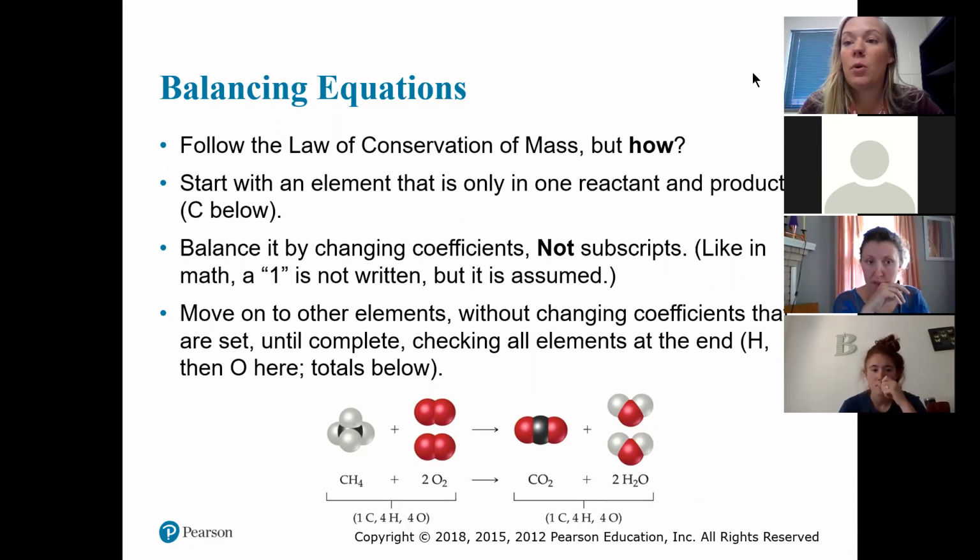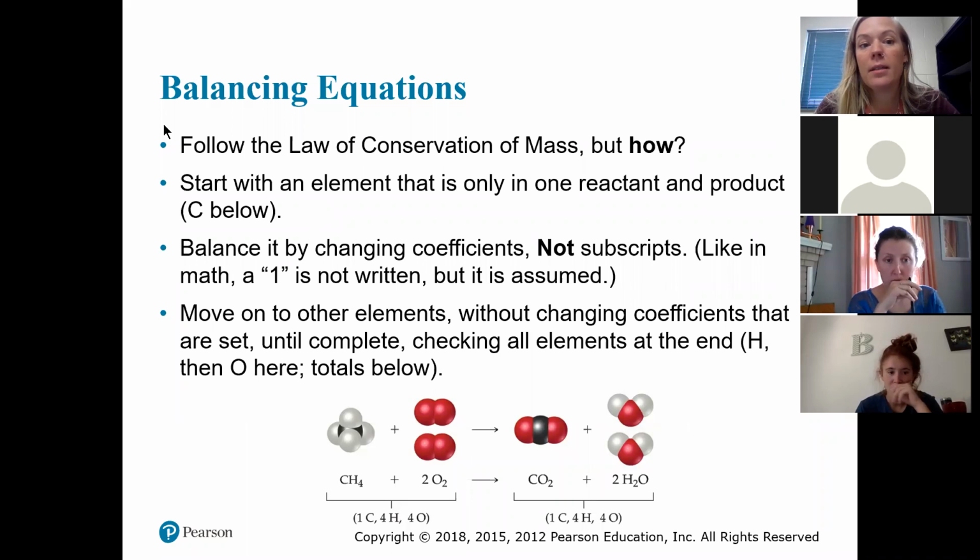So the most important thing when it comes to balancing equations is that you don't change subscripts, okay? You only put numbers in front of your molecule, as a coefficient. If there's no number written, then it's just an inferred one. You don't have to write the one. So one methane has to combine with two O2 molecules, so a total of 4 oxygens there, to produce one CO2 and 2 water molecules.